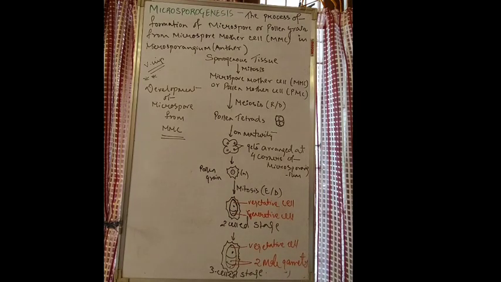So remember these steps and always present one flowchart. This needs to be written in paragraph. In paragraph you have to write, and along with that paragraph you can give this flowchart. So it will be better, the presentation will be better. So this is all about microsporogenesis.